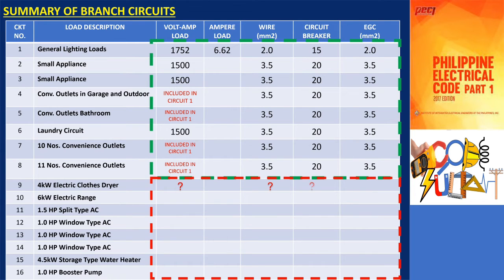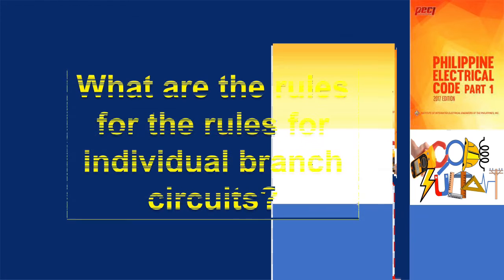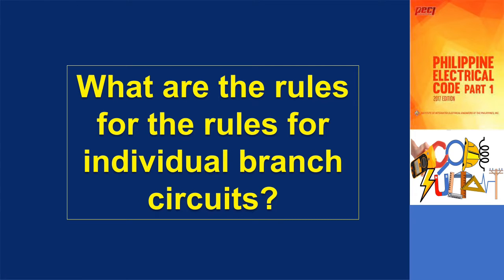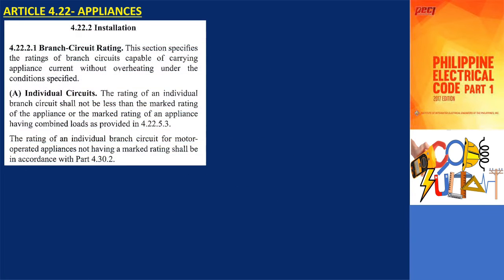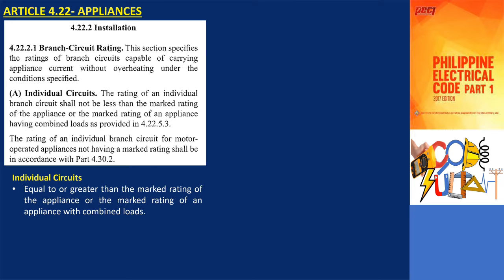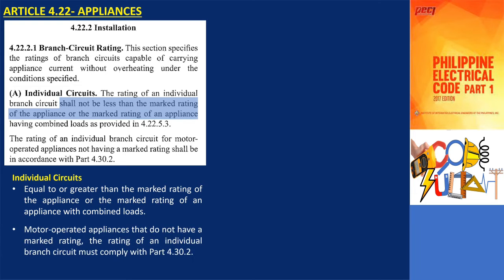What are the rules for individual branch circuits? Section 4.22.2.1.A, Individual circuits, first and second paragraphs, specify that the rating of an individual branch circuit must be equal to or greater than the marked rating of the appliance or the marked rating of an appliance with combined loads, as outlined in section 4.22.5.3.